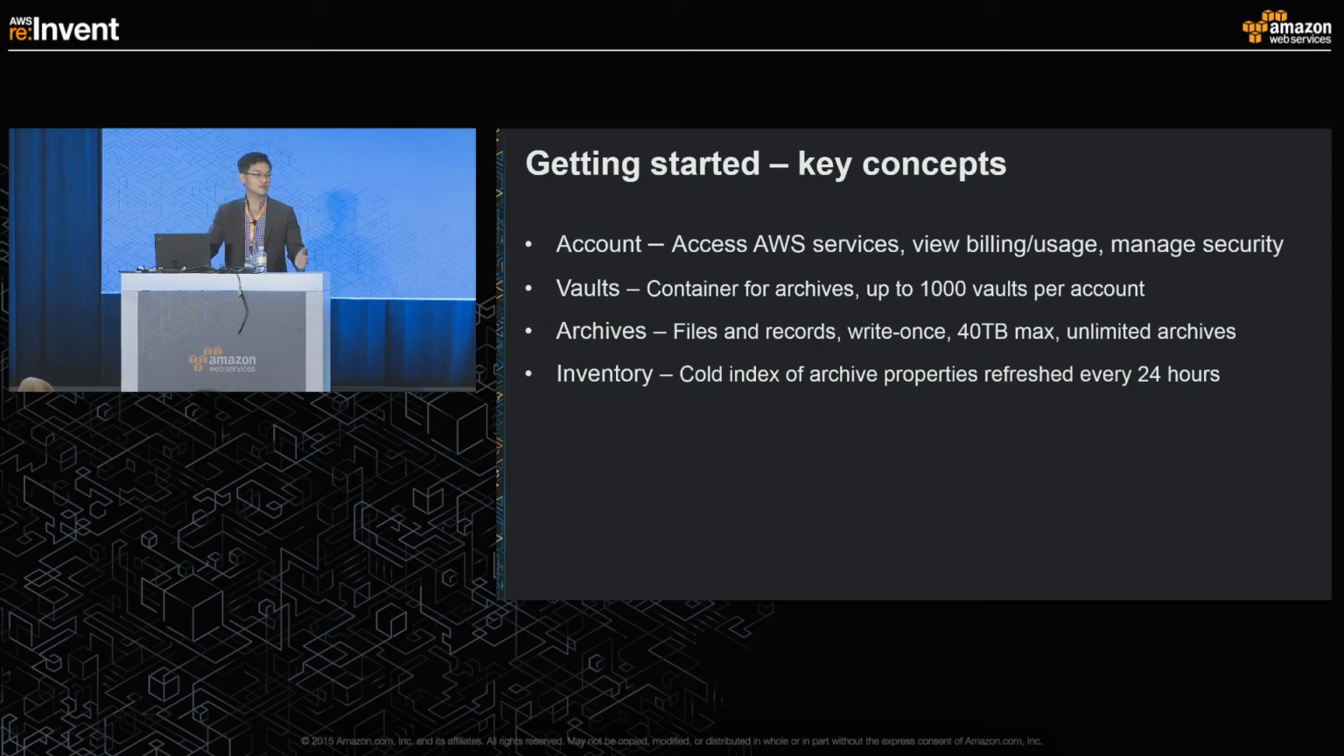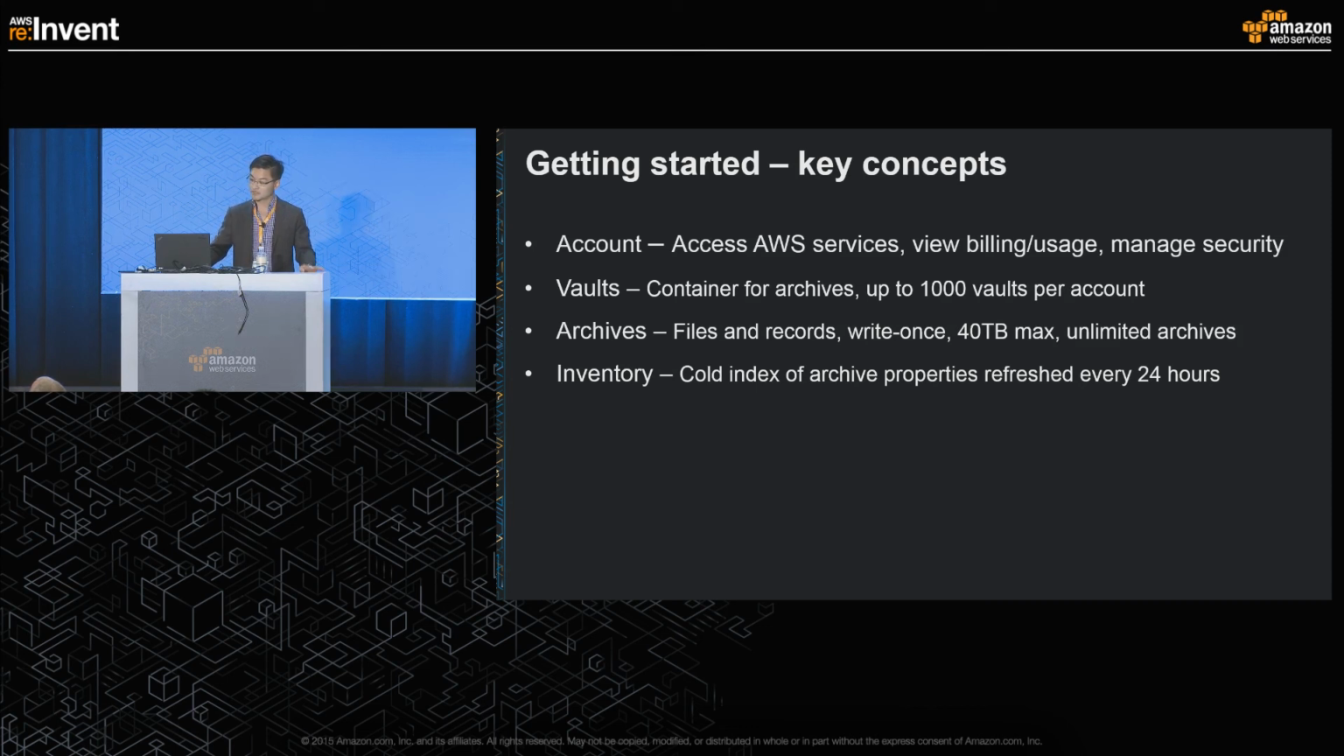For those of you who might be new to Glacier, I just want to quickly cover how you get started. First of all, you set up an account with AWS. This is where you can configure your users, view your billing and usage, and also configure security, which is very important for storing your data. After that, you can start using Glacier by creating vaults, which are really our containers for storing Glacier archives. You can create up to 1,000 vaults in a single account. You can always expand that by building multiple accounts. And within a vault, you can store as many archives as you want.